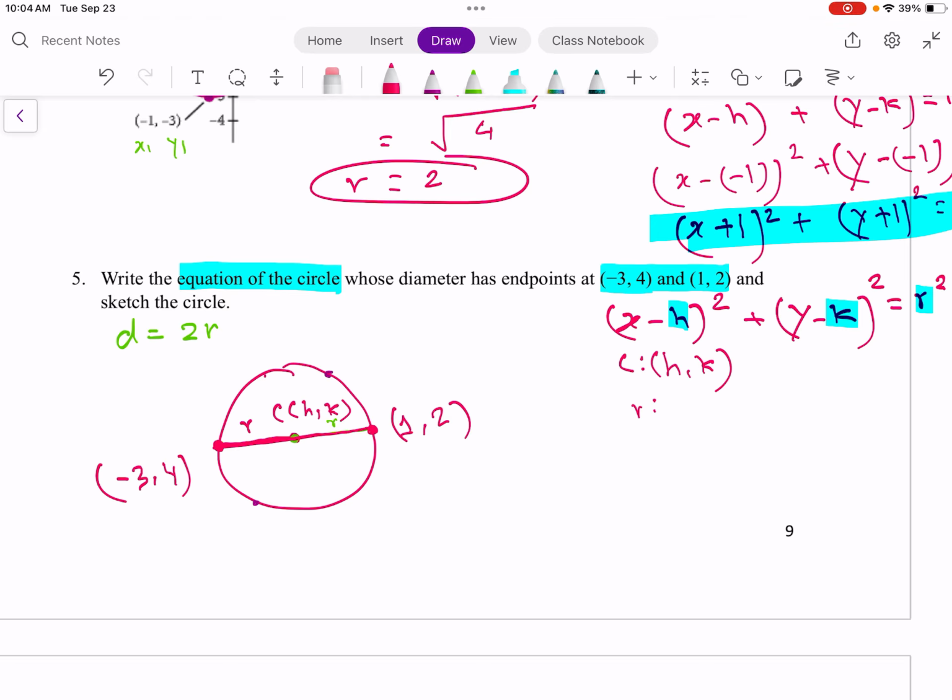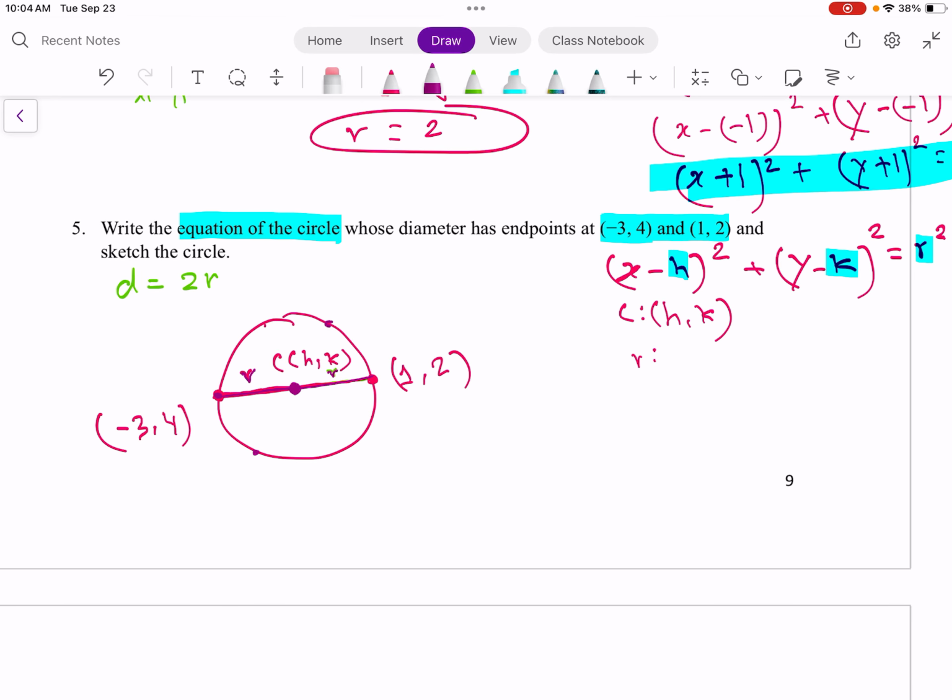Now what is the center? What can we say about this center? We have a straight line joining (-3, 4) and (1, 2). What do you think that center is? Isn't the center the middle point of that straight line, that diameter? Because from here to here, this is r, and from here to here, this is also r. So it means the center is the midpoint of the diameter. So let's use our midpoint formula to find the center.